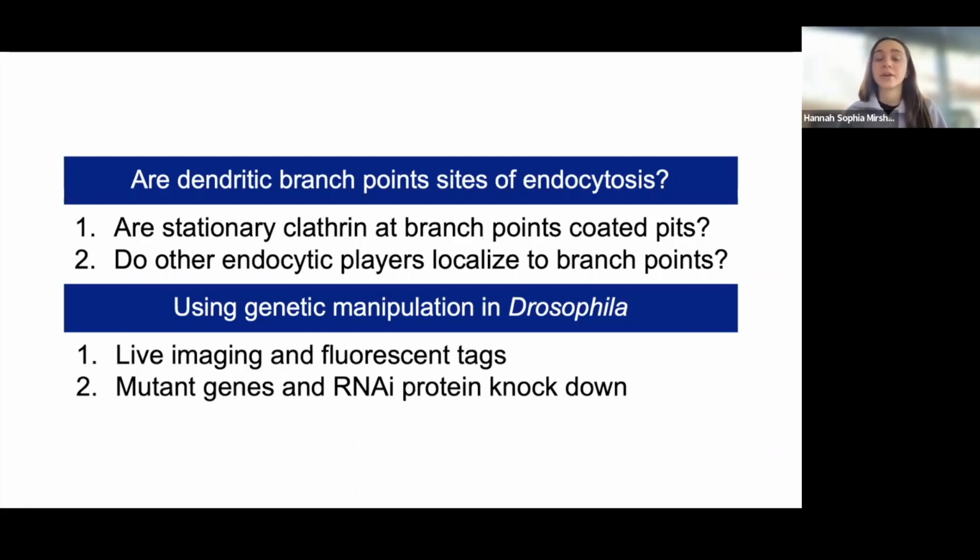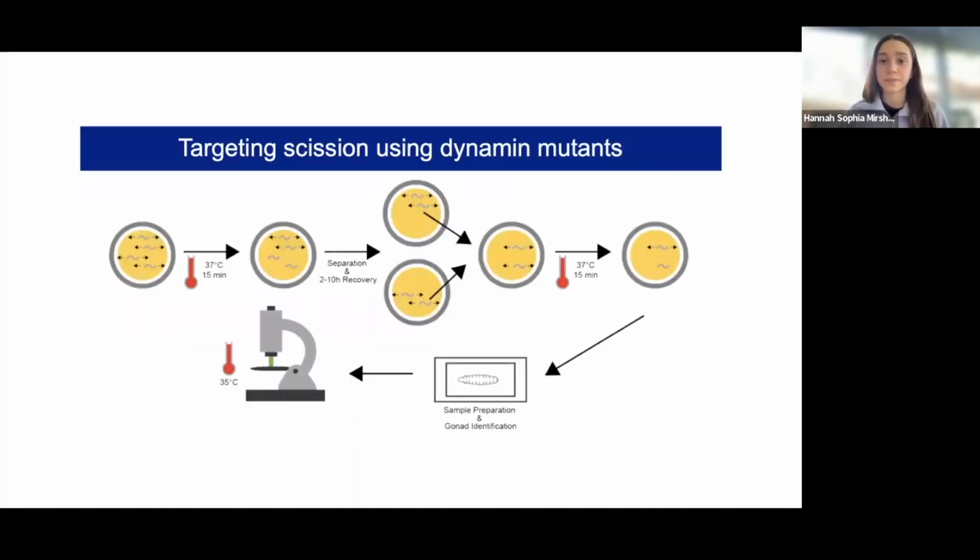Particularly, we're asking whether stationary clathrin at branch points are the clathrin-coated pits, and if other endocytic players such as dynamin localize to dendritic branch points. And in order to answer these questions, we use Drosophila model organisms, genetic manipulation techniques, fluorescent tags, and live imaging to study protein localization and dynamics in live Drosophila larvae. We first looked at clathrin activity when endocytosis was temporarily blocked using a dynamin temperature-sensitive mutant, in which we would heat shock Drosophila larvae, and this would induce a dynamin mutation that blocked dynamin activity.